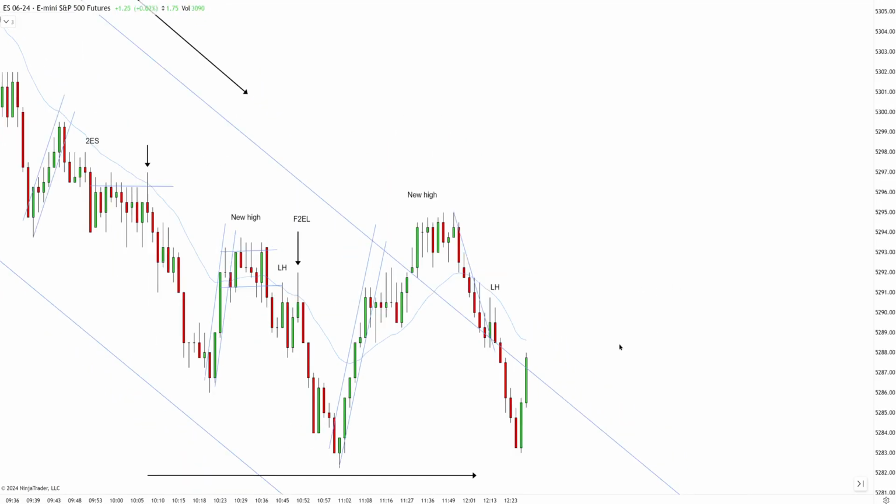Now we have a very close new low being tested. This is in fact a micro double bottom.